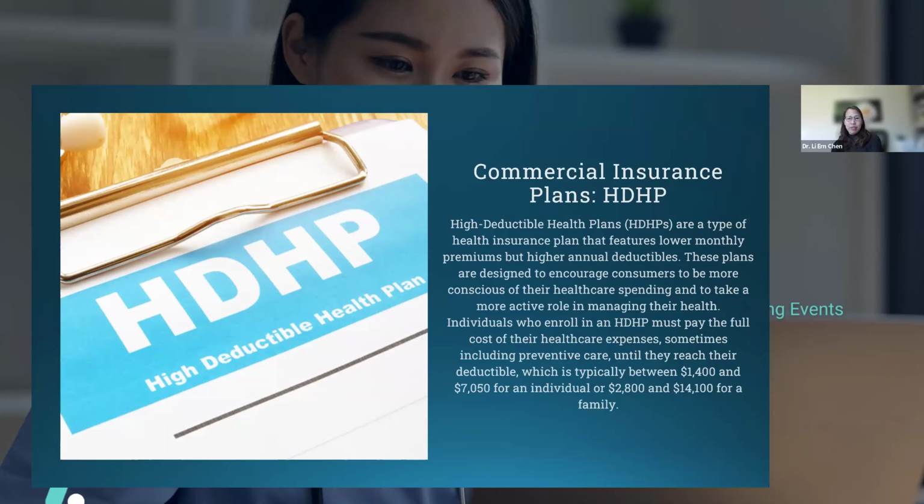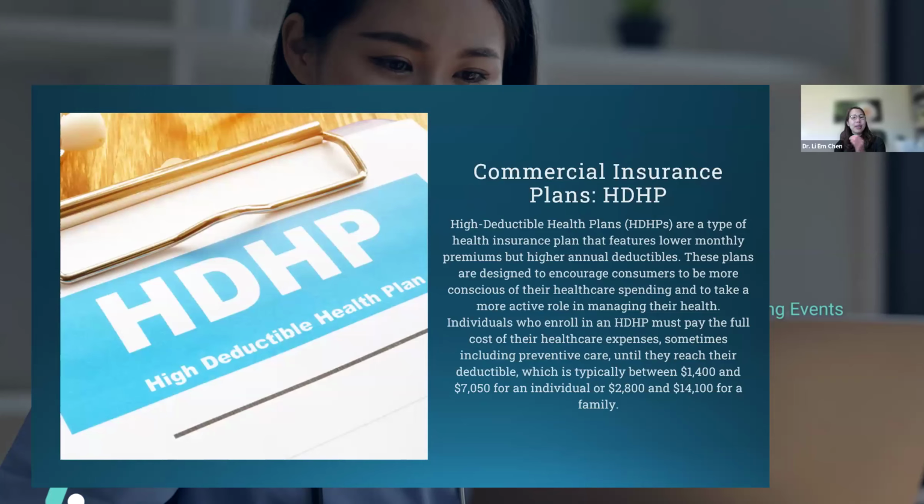All right, the third type of commercial health plan, right? And commercial is not government, right? Commercial is typically through your employer or your spouse's employer, and can be purchased through that. So a high deductible health plan is actually exactly that. It's a high deductible health plan.